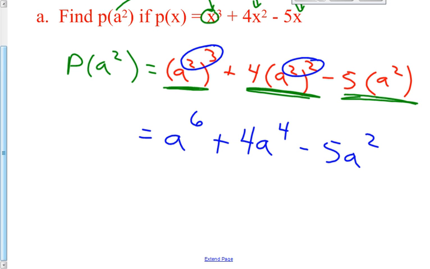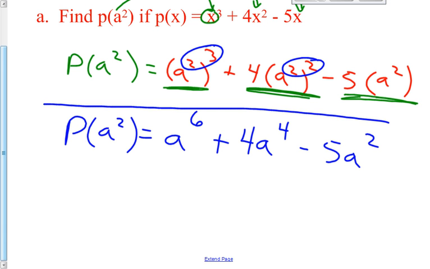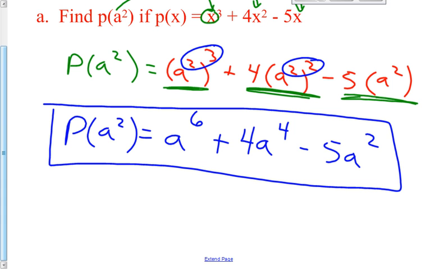At this point, you see if you can combine like terms. You cannot. A to the 6ths can only be combined with other a to the 6ths. Likewise with a to the 4th and a squareds. So I can't combine any of those. So I leave my answer just as it is. P of a squared equals a to the 6th plus 4a to the 4th minus 5a squared.